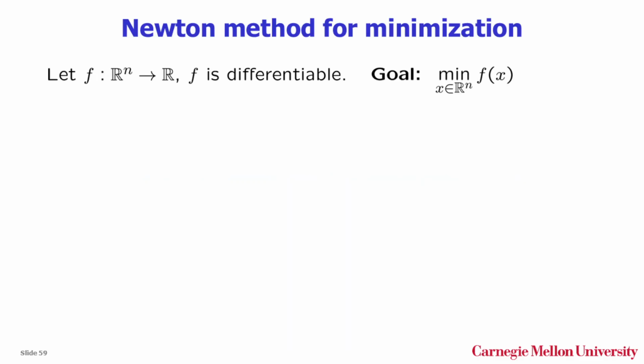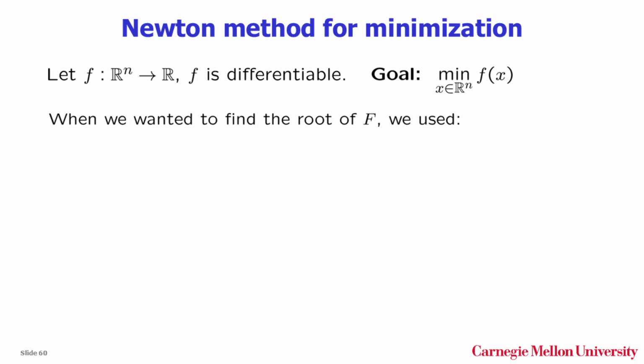Now we will discuss how to use Newton's method for function optimization. Let f be a function mapping from n-dimensional vectors to one-dimensional real numbers. Assume that f is twice differentiable. Our goal is to minimize function f. Previously, when we wanted to find the root of a function f, we used this system: f of x plus the derivative of f at x times delta x equals 0. This is known as the Newton system.